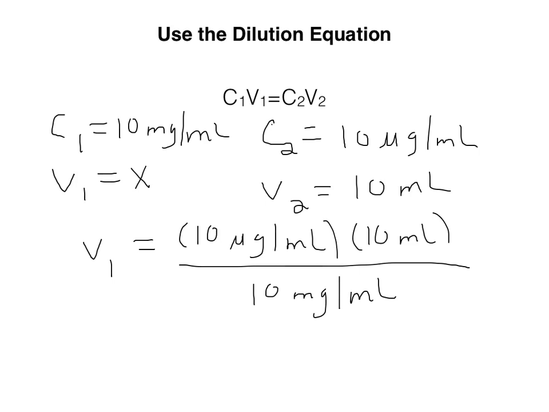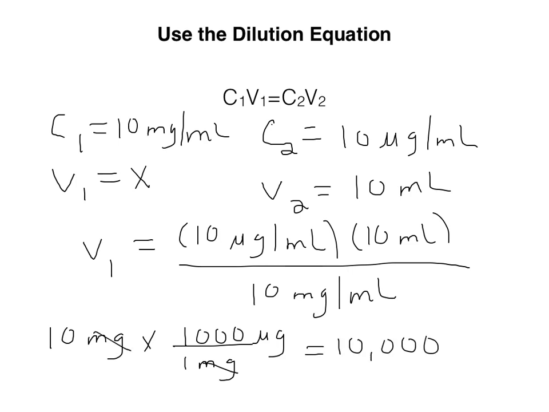Well, if I have 10 milligrams, I know that every milligram has 1,000 micrograms. This is basic metric conversions, and yes, you should remember this from 9th grade. So I can see here that my milligrams would cancel out, and I'd have 10,000 micrograms. So if I have 10 milligrams, I actually have 10,000 micrograms of solute.